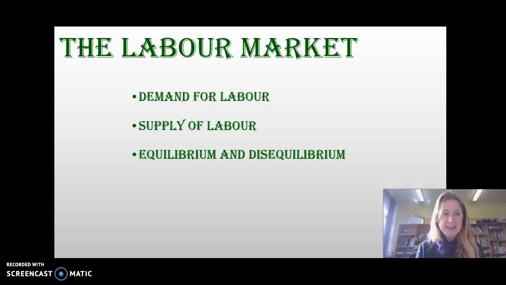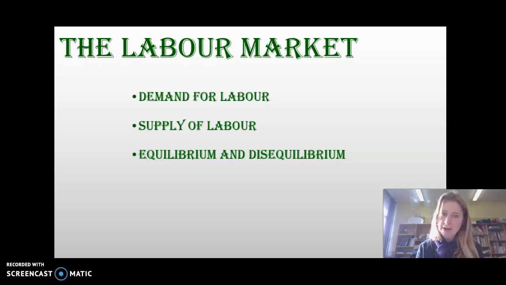So what I want to do just now is to go through the labour market. I'm just literally going to go through the labour market model, point out some important things that you should know and might help you to understand how it all comes together. And then I'll do a couple of videos later looking at changes in the demand or supply of labour.